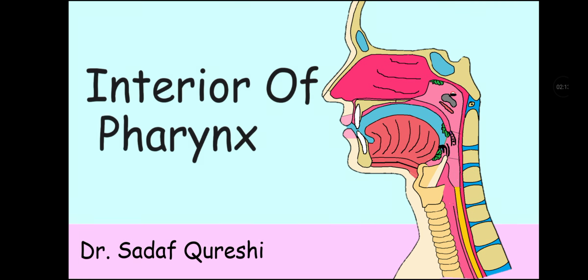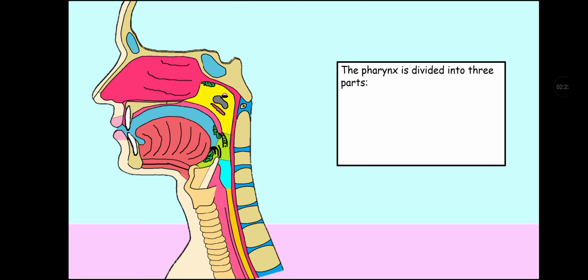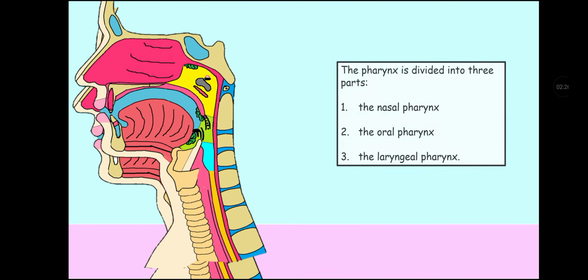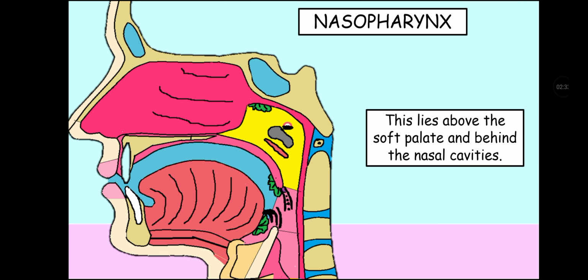Interior of the pharynx. As we said earlier, the pharynx is divided into three anatomical parts: the nasopharynx, oropharynx, and laryngopharynx. Now we will talk about these parts one by one. First is the nasopharynx. It lies above the soft palate and behind the nasal cavity. As you can see here in the diagram, the yellow colored area is the nasopharynx.